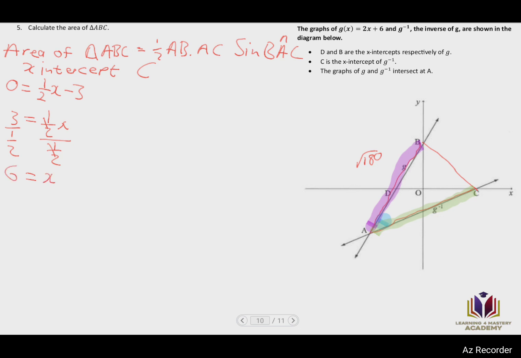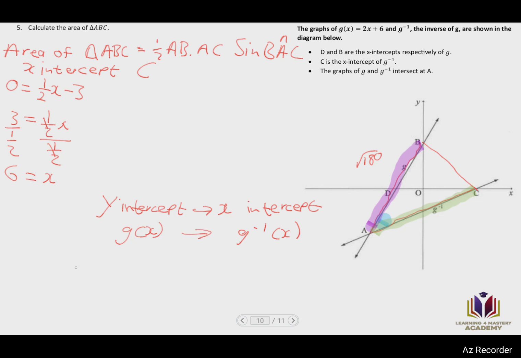Now, these calculations were not necessary. Why do I say so? It's because if you have the y-intercept of the original function g of x, you can easily find the x-intercept of the inverse of g. The y-intercept of the original g of x is the x-intercept of the inverse. What do I mean by this?